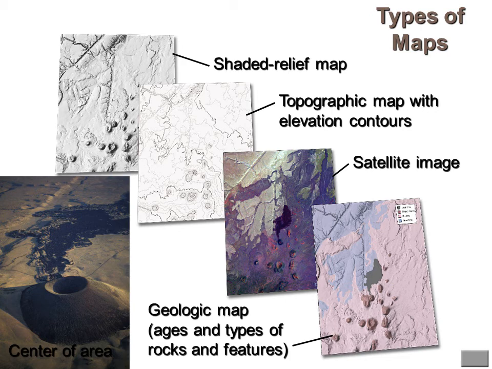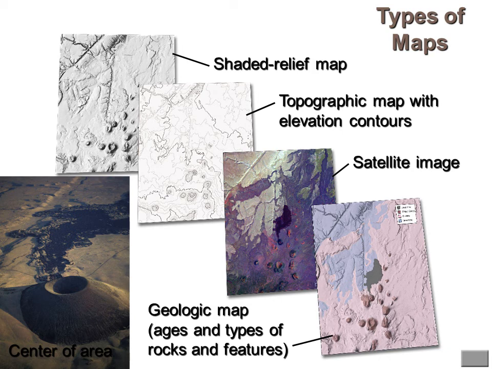That brings us to our last one, and the most important one for geologists. That's the geologic map, and that depicts the distribution of rock units and geologic features. Okay, that also includes the ages of the rocks, which can be really important when you're trying to figure out what the geologic history of an area is.